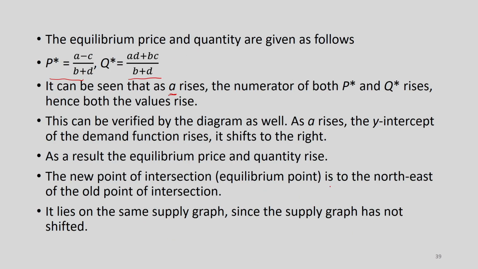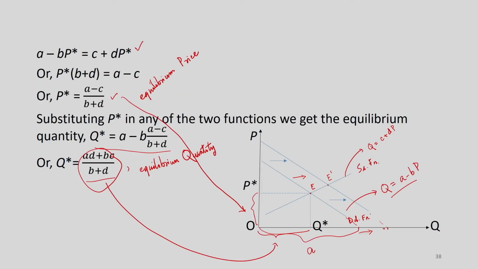Just a small correction should be there: this I have written as y intercept. This is not y intercept. Automatically, A basically means the intercept on the horizontal axis, right. This A is the intercept on the horizontal axis.